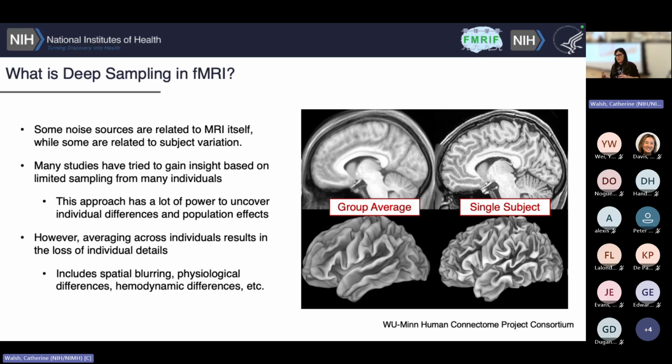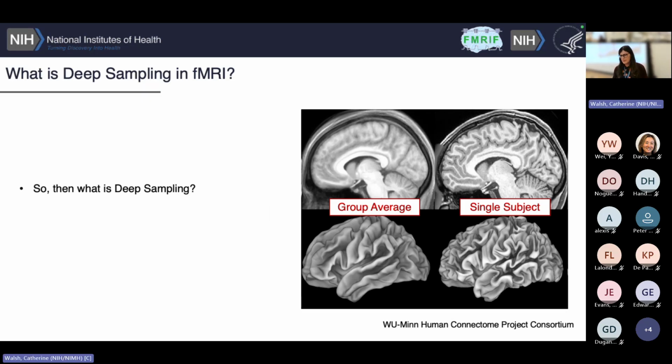So if we consider this a little bit more deeply, averaging across individuals actually results in a little bit of loss in the details that we might care about if we care about the things that are happening at the individual level. If you look at that top left image, that brain is blurrier than the one on the right, and it's because it's a whole bunch of different images overlaid on top of one another. So spatial blurring, as well as physiological differences, hemodynamic differences, etc., are all things that oftentimes get overlooked when we're thinking about population studies.